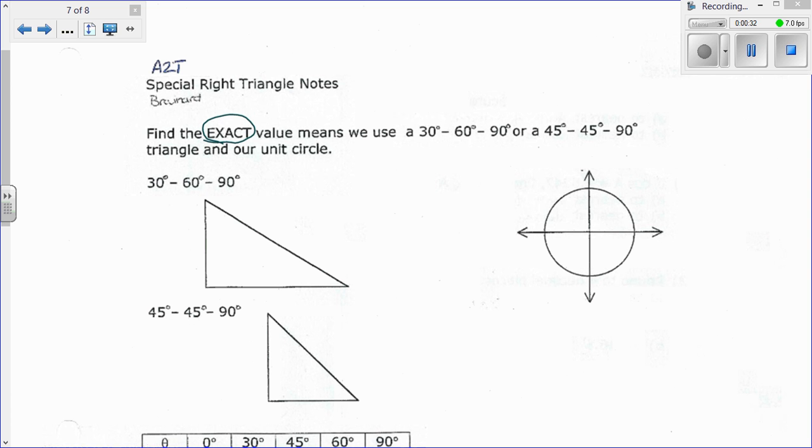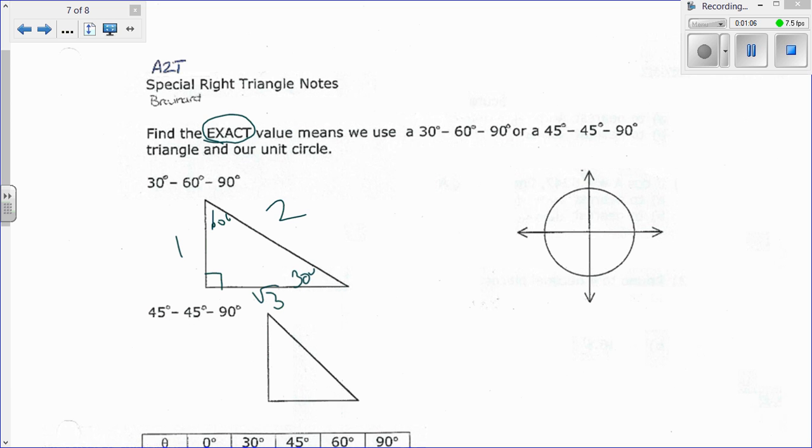So first here I have our 30, 60, 90 triangle. And our 30, 60, 90 triangle is in the ratio of 1 to 2 to radical 3. The 1 is always across from the 30, the side across from the 60 is always the radical 3, and the hypotenuse is always 2. We talked about that on the first day of these notes, and I showed you how that relationship worked.